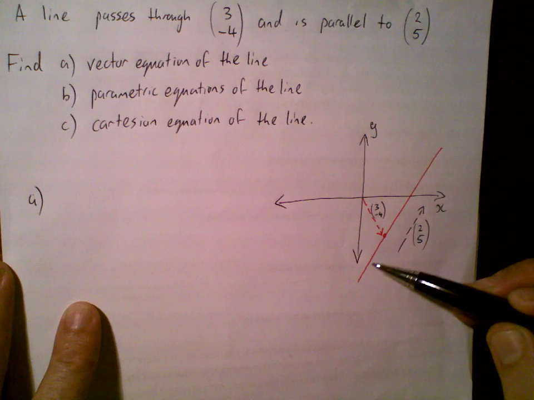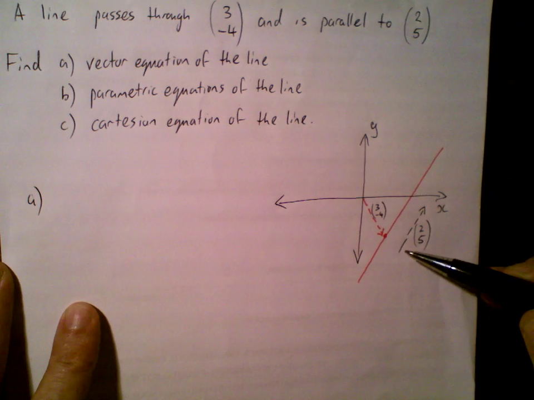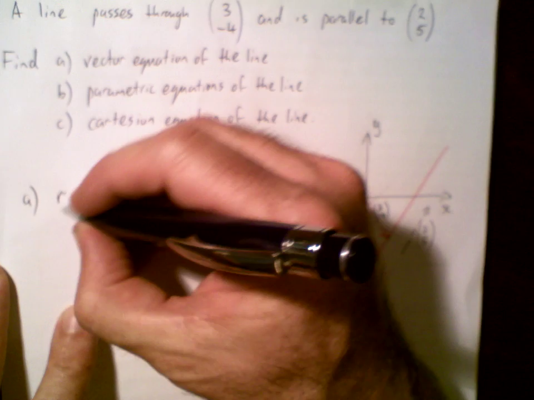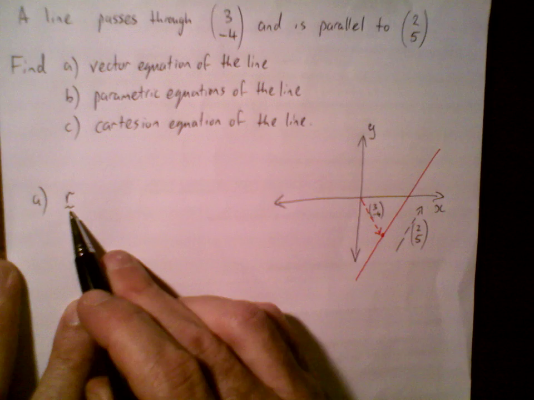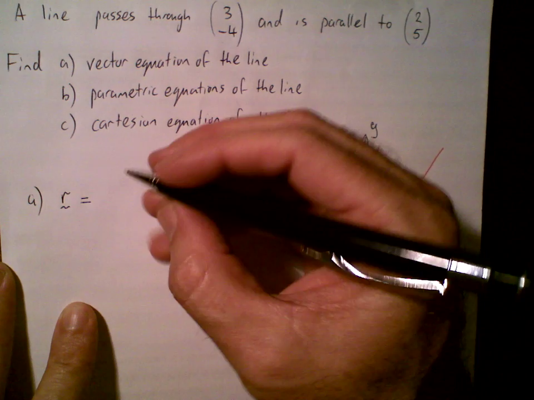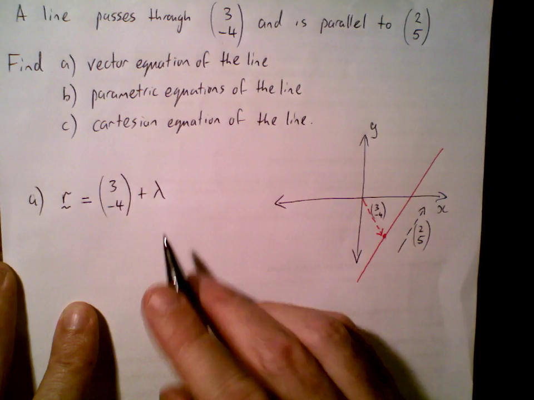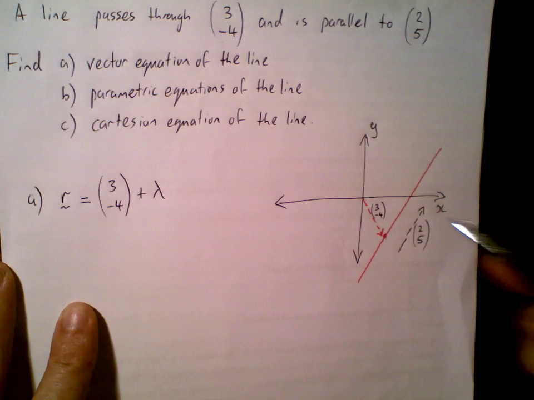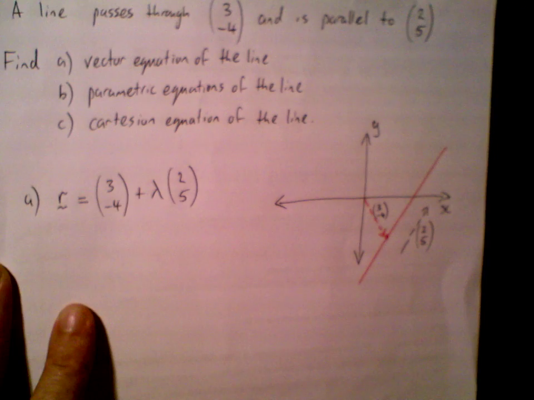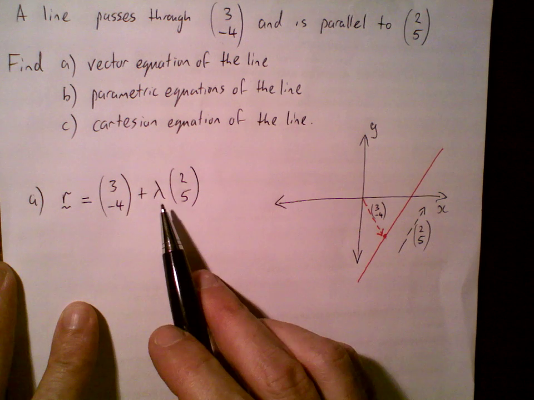We can see that the line, this red line here, passes through this point with the position vector 3i take 4j, and it's parallel to this vector 2i plus 5j. So quite simply, our vector equation of the line is the position vector of any point on the line is given by the position vector of the point that the line passes through, 3, negative 4, plus lambda, some scalar multiple of the vector that the line is parallel to, which is 2i plus 5j.